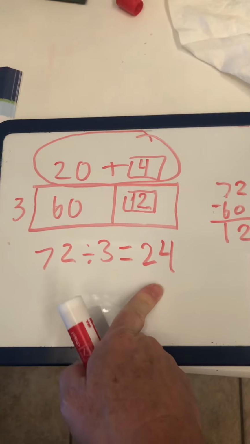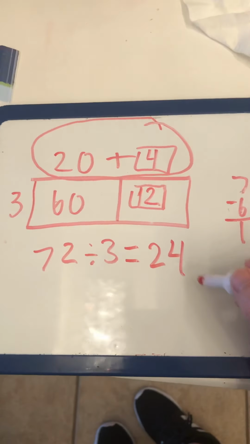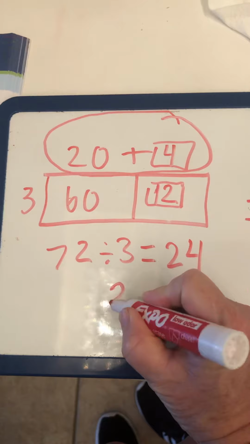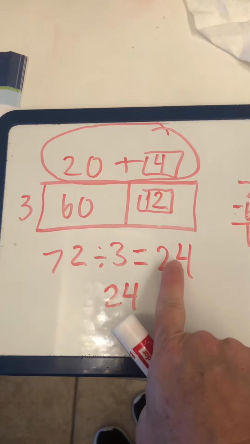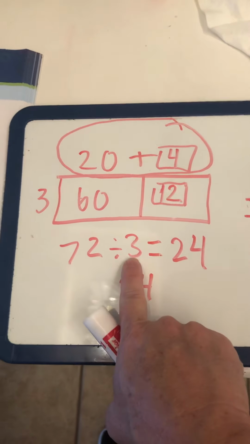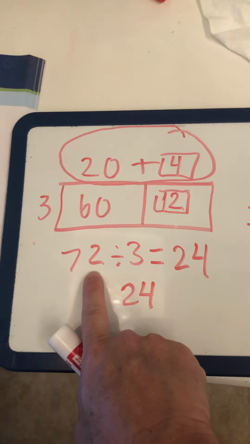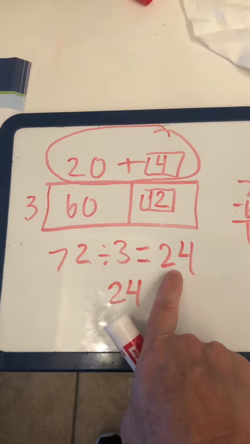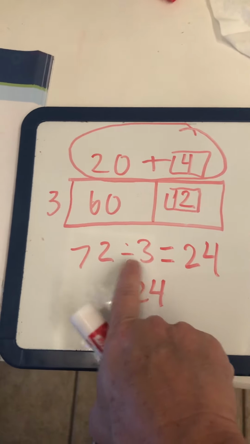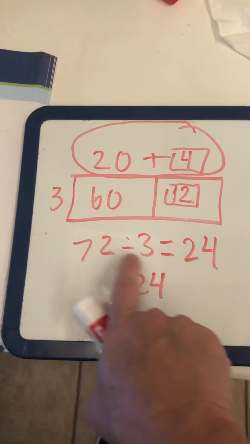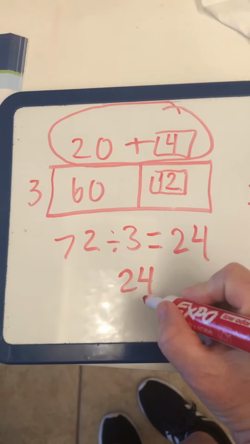Of course, if we're not sure, let's go ahead and check. It's always good to check our work. Let's check using the related multiplication fact. 24 times 3 should equal 72. So if this is the correct answer, 24 times 3 should equal 72. I always like to go backwards like this. I start here and go back to the beginning to make sure I got the right answer.